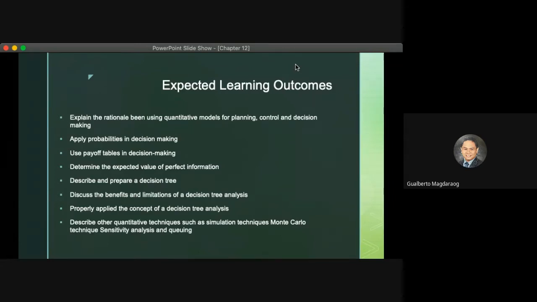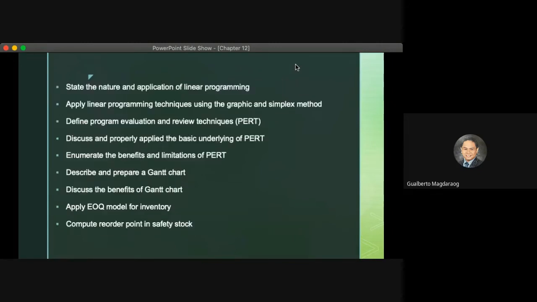Describe other quantitative techniques such as simulation techniques, Monte Carlo technique, sensitivity analysis, and queuing. State the nature and application of linear programming. Apply linear programming techniques using graphics, simplex, and the graphical method. Define program evaluation review technique or PERT, and then discuss and properly apply the basic underlying concept of PERT. Enumerate the benefits and limitations of PERT. Describe and prepare a Gantt chart. Discuss the benefits of a Gantt chart. Apply EOQ and compute reorder point and safety stock.